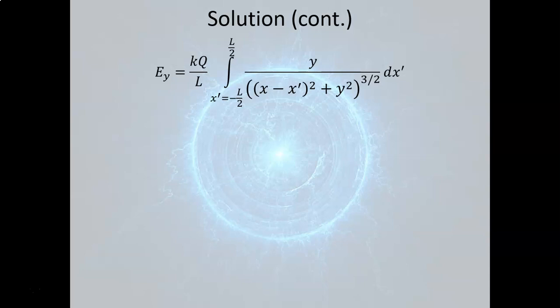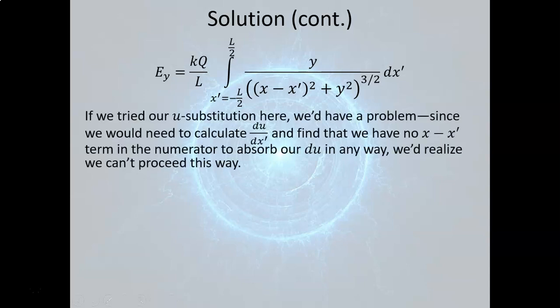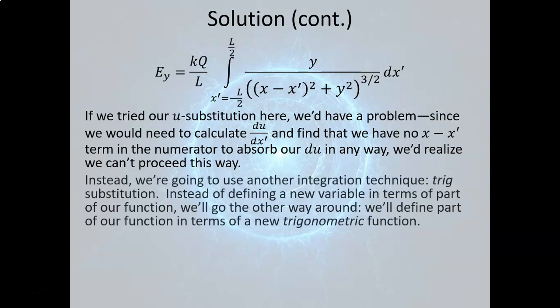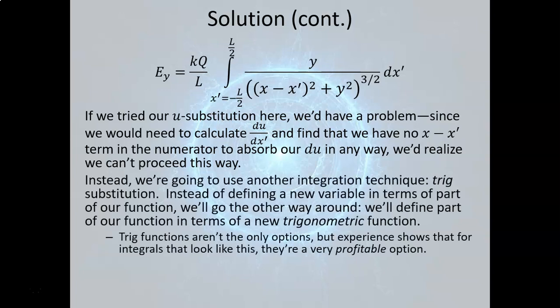Instead of letting u equal some function of x, or I should say u equals some function of x prime, we're going to let x minus x prime equal y tangent theta. That's going to be the trick that we're going to do here. This is what we call a trig substitution.